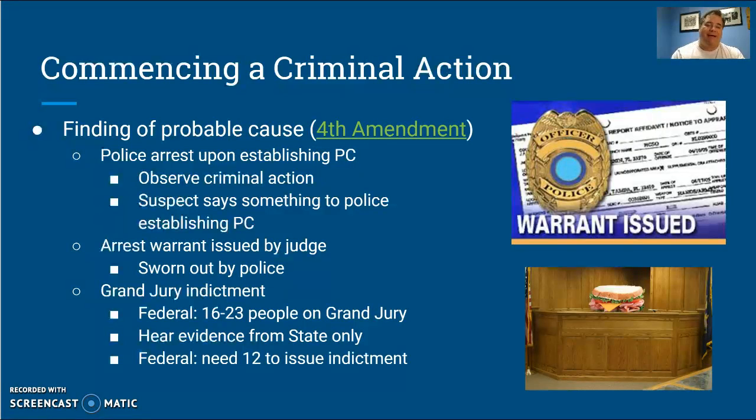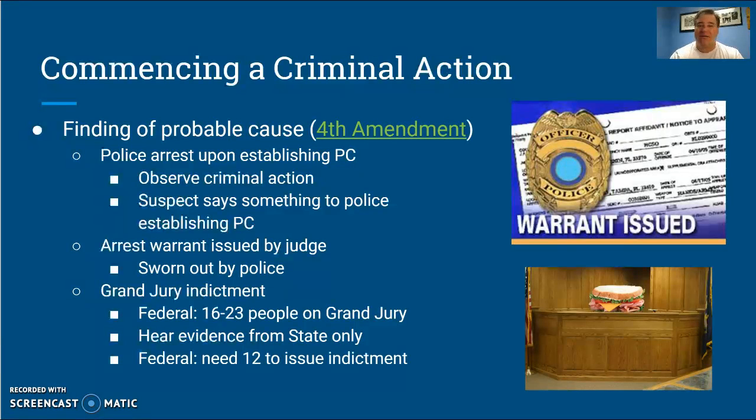Now, you only hear evidence from the state because the defendant isn't present. They don't necessarily know they're being indicted, so they can't defend themselves. So the grand jury comes together, they only hear evidence from the state, and the state basically presents the reasons why they think they have probable cause to arrest somebody or to issue an indictment to let somebody know you've been charged with a crime. There's a very famous saying that a good prosecutor can indict a ham sandwich.